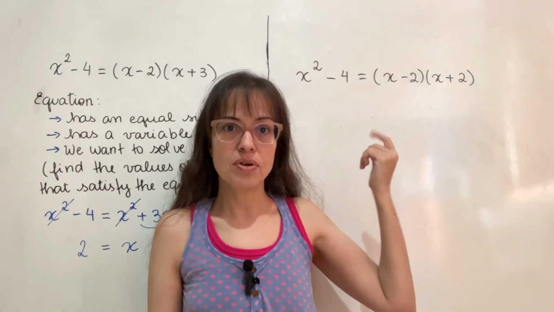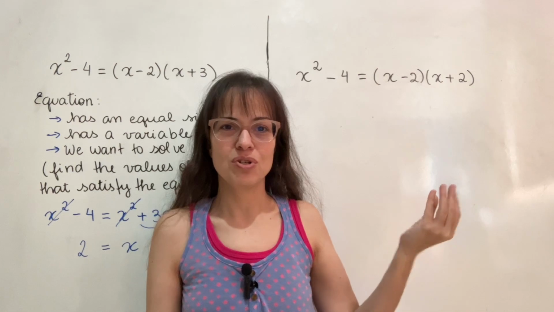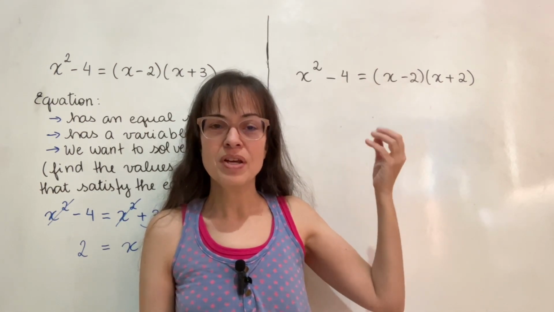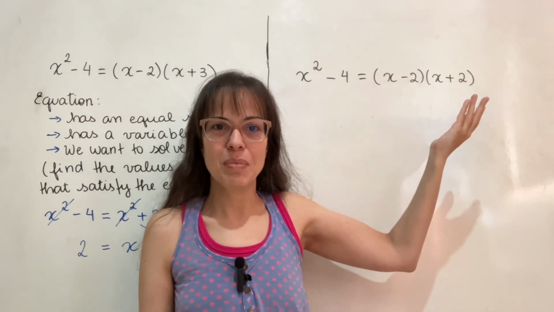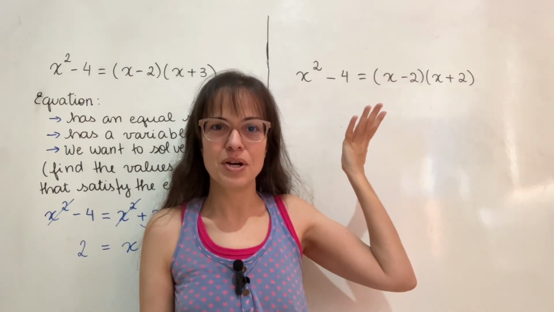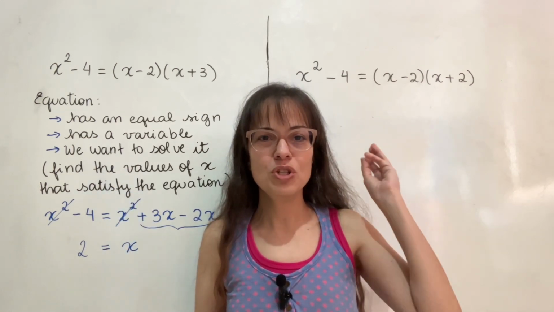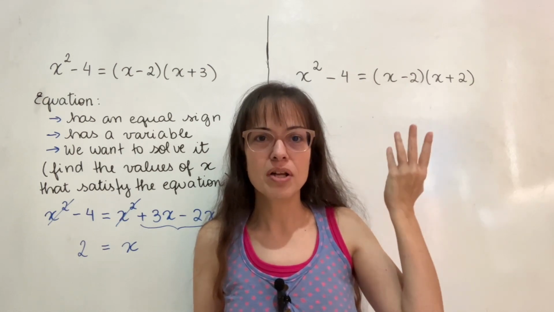What is different about the other example is that it doesn't just have one solution. Quite the opposite. I'm stating a fact that is always true. This is one of the special products. a plus b times a minus b is a squared minus b squared. So although it does have the equal sign and the variable, we don't want to solve it. So that is different. That is not an equation.